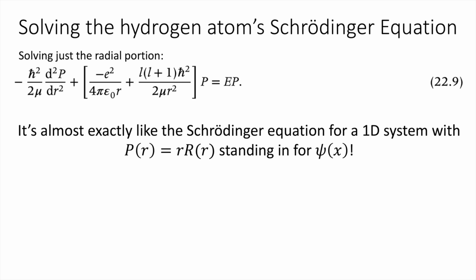But this function that we kind of made up, right? This capital P of r, which is really just our regular big R function multiplied by its variable little r, is standing in for psi of x. And maybe this isn't super surprising if we think about it, because this is the radial distance. So kind of like, okay, if we're only thinking about one distance, or a particle in a one-dimensional box, right? You can see how this kind of makes sense.